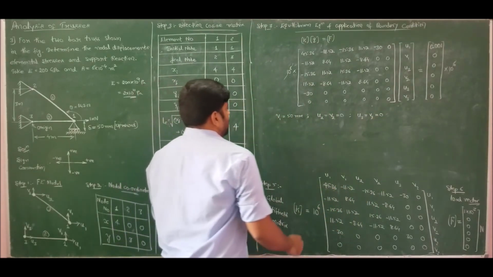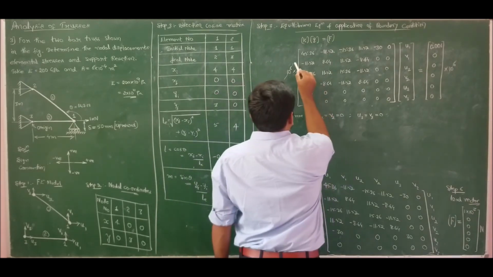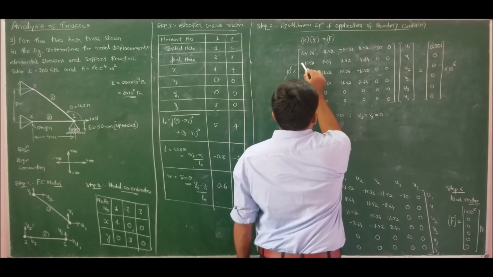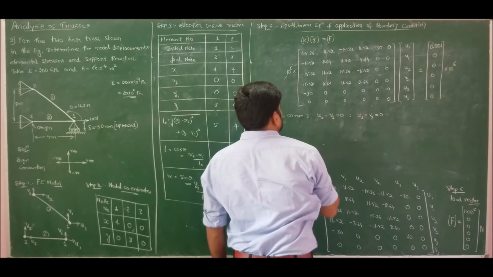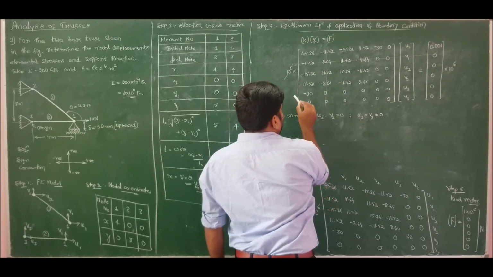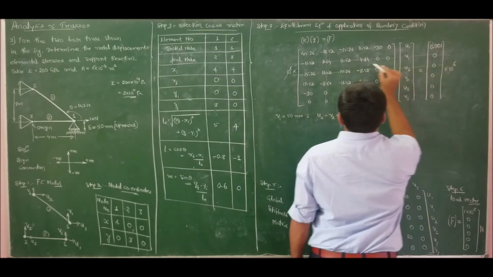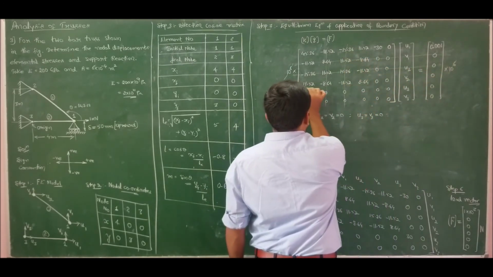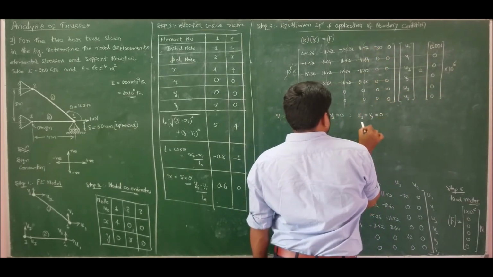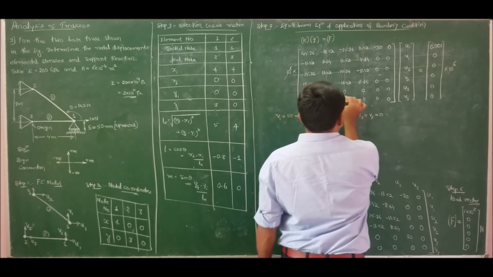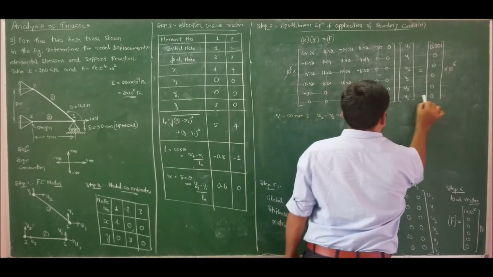So now eliminating the respective rows and column, since V1 is known, so I am eliminating the second row and second column. Since U2 and V2 are equal to 0, I am eliminating third row, third column, fourth row, fourth column. Since U3 and V3 are 0, eliminate fifth row, fifth column, and sixth row, sixth column.